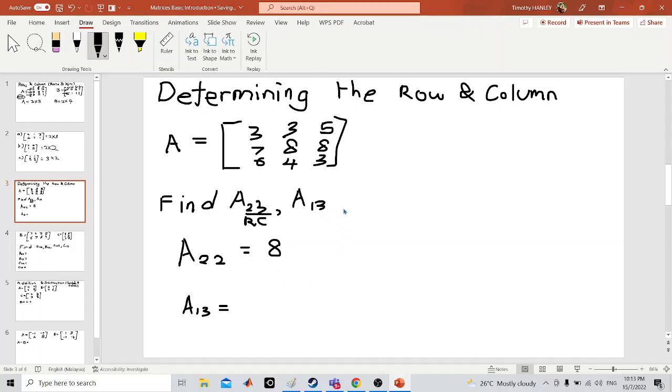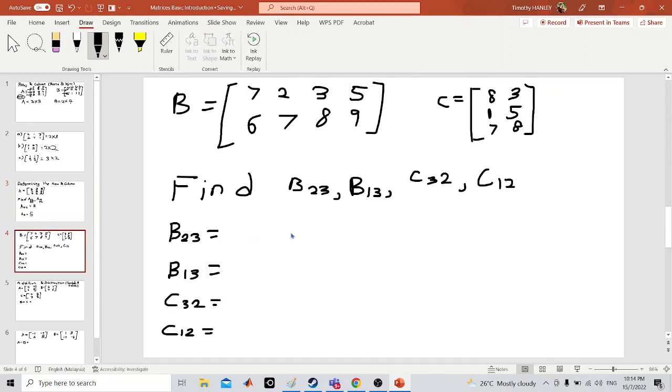How about A13? We can see that it is the first row and the third column. First row, and the third column. So we can see that it touches number 5, right? So it's 5. And that's how you answer this type of question. It's very easy to understand. So you guys can pause this video for 5 minutes before we proceed to the next question.